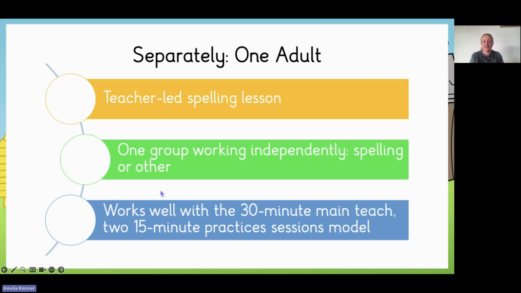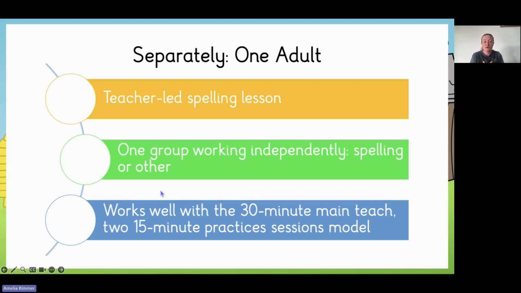If you're doing it separately, you still want to teach the year groups separately, which, like I say, in Key Stage 1, you really need to, but you've only got one adult. You might need to do the teacher-led spelling lesson and the other group working independently. That independent bit might be on spelling, or it might be on something else. So if you've taught your spelling lesson, you can set the children off to do the other bit independently while you teach the next group. So that can work quite well with the structure of a 30-minute main teach and 2 15-minute practices as your model of the sessions that you're using.